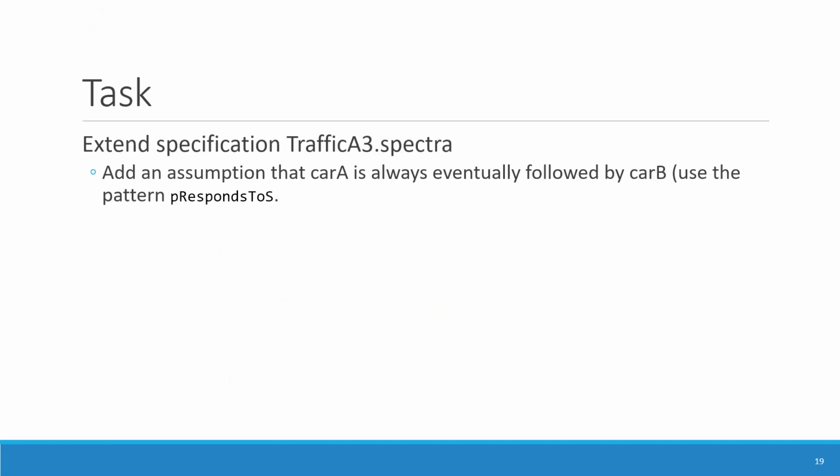Okay, and the simple task for this would be extending the specification of the traffic light with a pattern in an assumption. So patterns in assumptions are just the same as patterns in guarantees. You just put in the pattern in assumption instead of guarantee and instantiate it the same way. So here we need to add an assumption that car A is always eventually followed by car B, and you can do that with the response pattern.